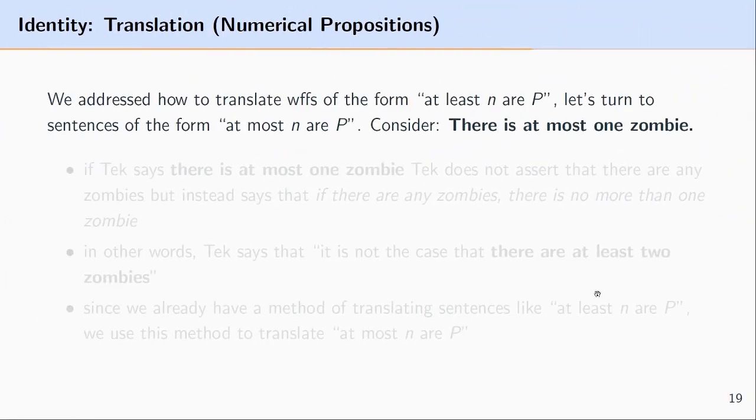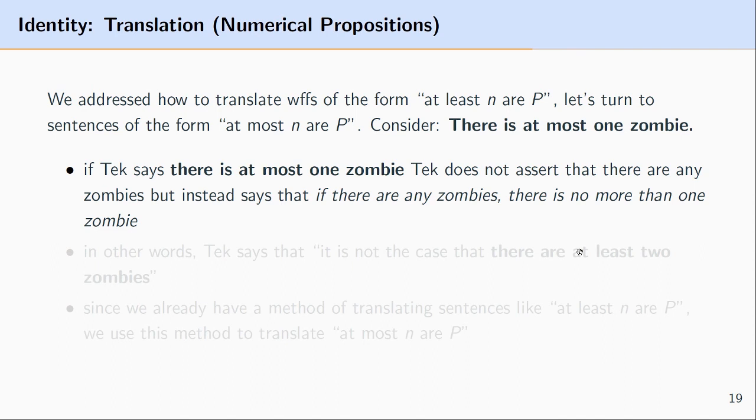So now we've looked at how to translate sentences of the form at least n things are P, we can turn to sentences of the form at most n things are P. So let's consider there's at most one zombie. It's helpful to think about what is exactly being asserted here. So imagine an individual, Tex, says there's at most one zombie. Tex is not asserting that there are any zombies. He's just saying, if there are any, there's no more than one zombie.